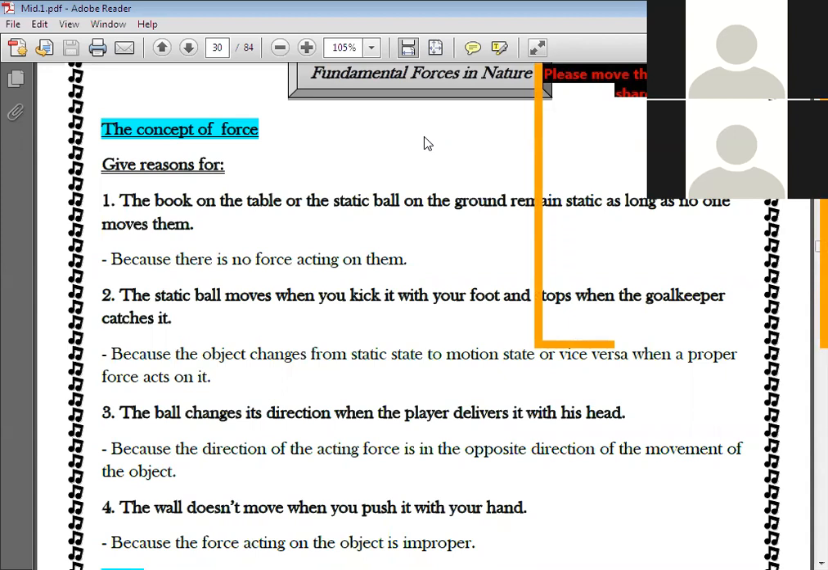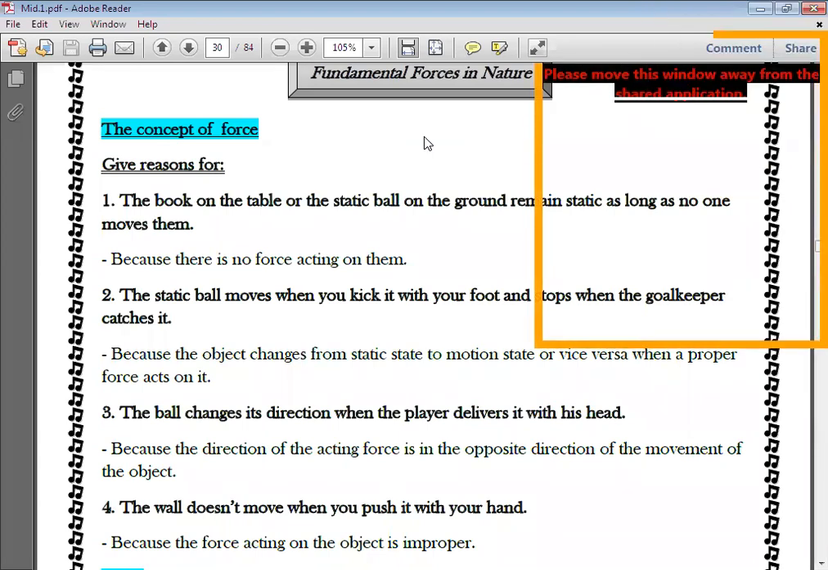But when I affect the wall by a force to change its position, the wall will stay in a static state and doesn't move. If I affect the wall by a force, this wall doesn't move from its position. So no change of state because the force is improper. What is meant by the force is improper? The force equals 0. So the wall remains in a static state. Okay?